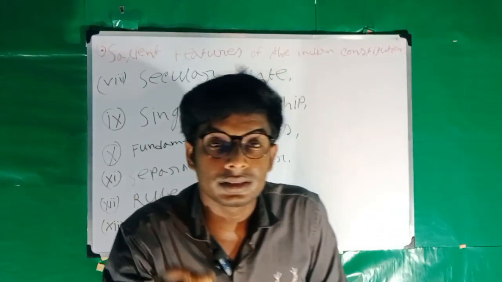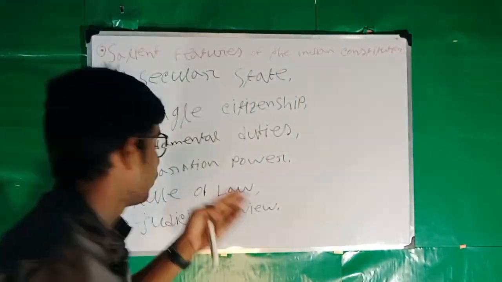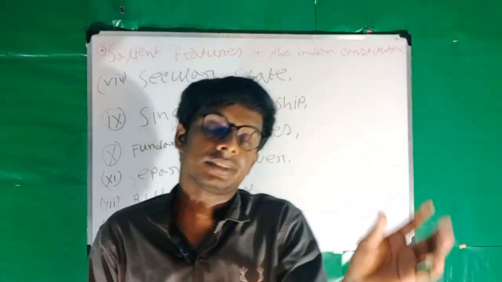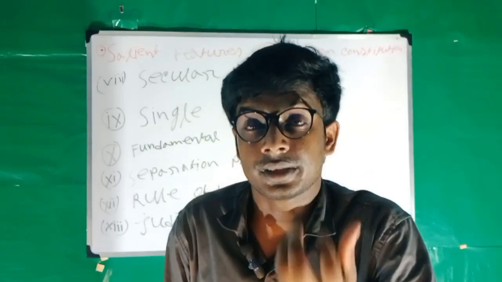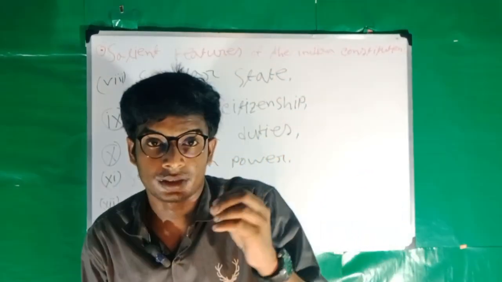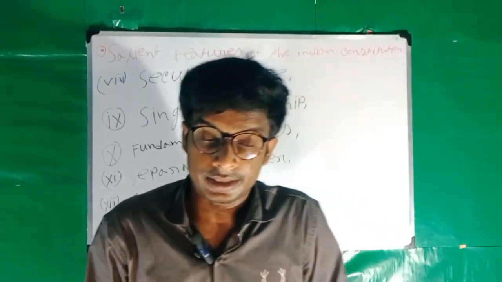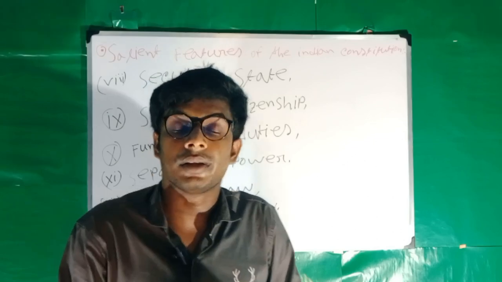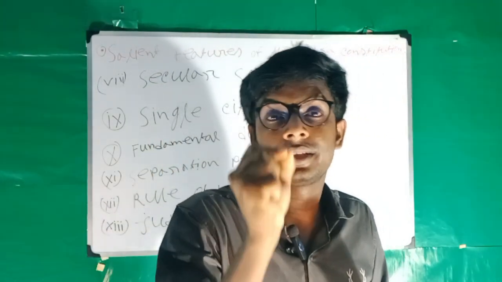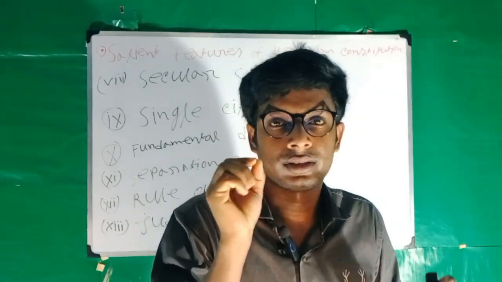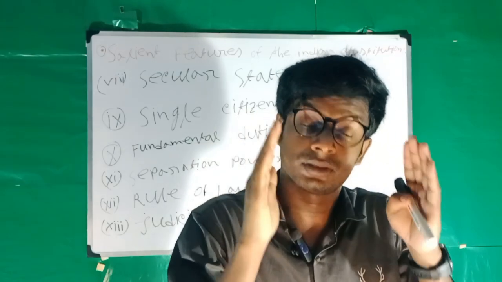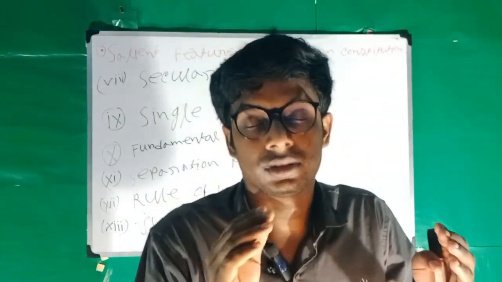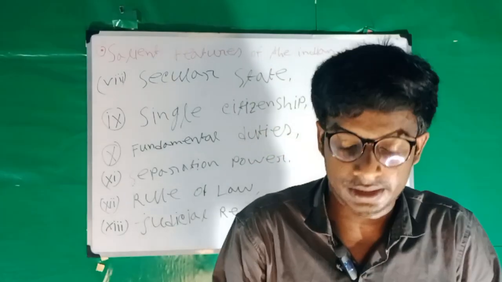The second principle under the rule of law is equality before law. Equality before law is defined under Article 14 of the Indian Constitution. So equality before law means that every person shall be treated equally before the law. But equality before law is not an absolute right of the citizen.